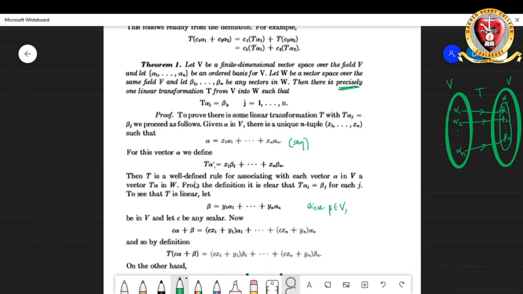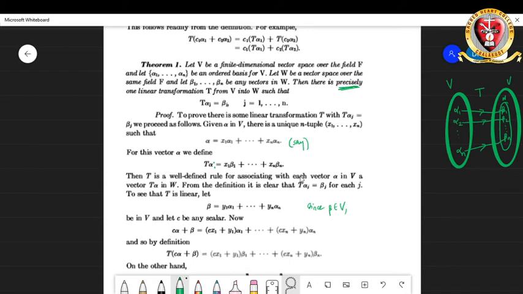And this is well defined because these x1, etc., xn are unique. As we said in the section on coordinates, for any alpha there is a unique representation when we write it as a linear combination of the basis elements. So these x1, etc., xn are unique. So this definition is a well defined one.